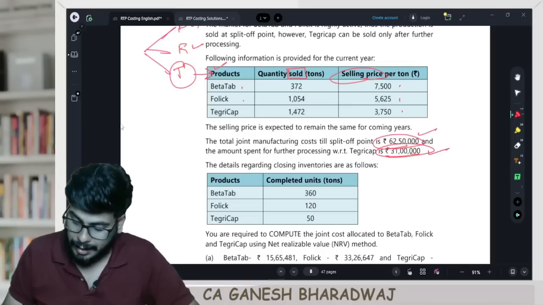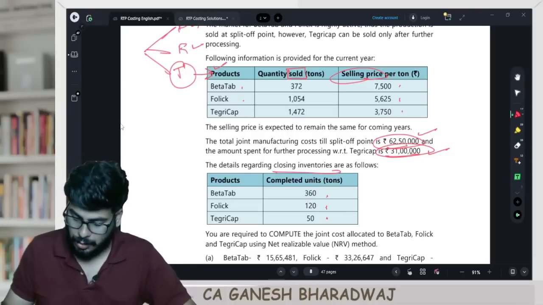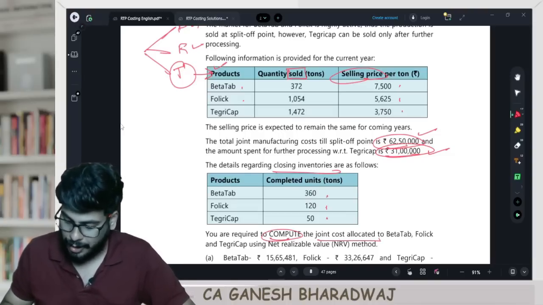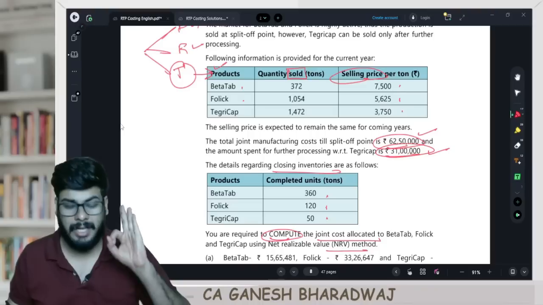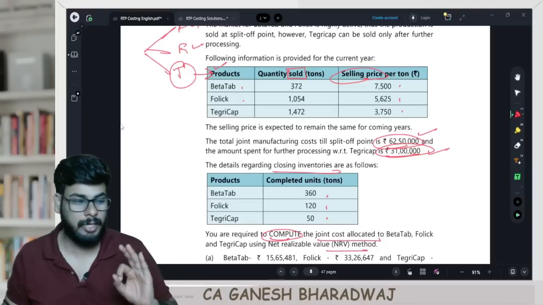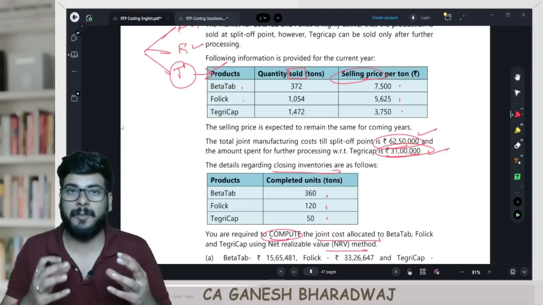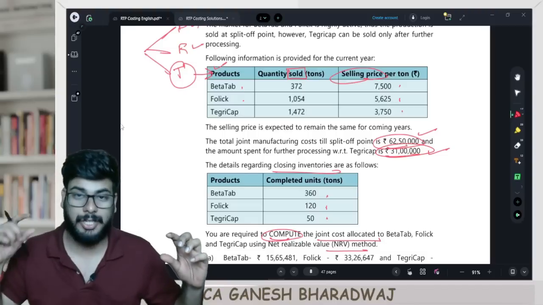The details regarding the closing inventories are given as follows. So for each of the products, the closing stock is given. You are required to compute the joint cost to be allocated to each of these three products using the NRV method. Now, the very important thing that you need to understand here is exactly one adjustment that I specifically covered in our regular classes also.